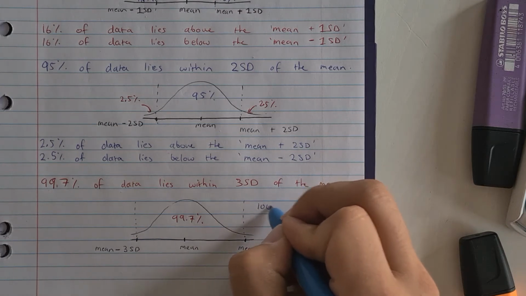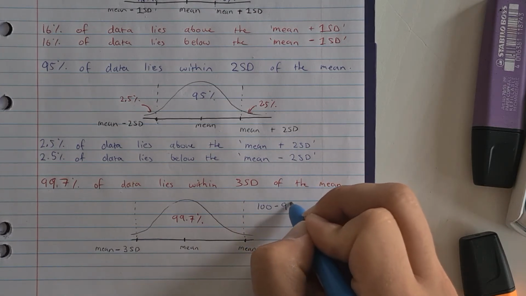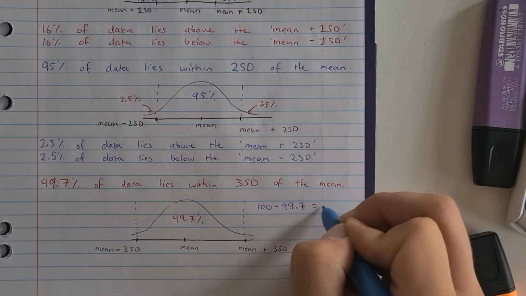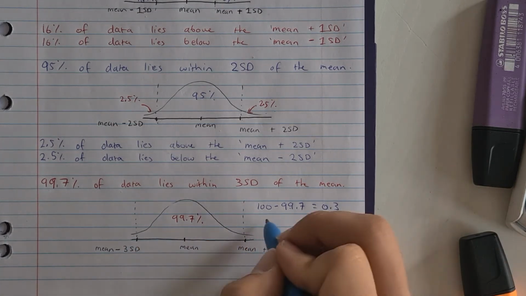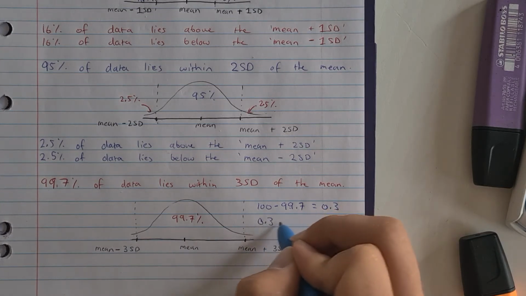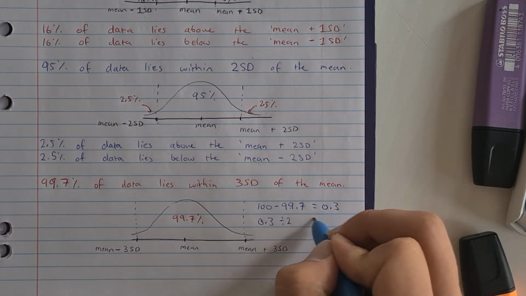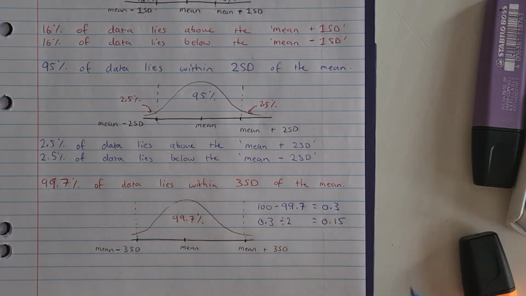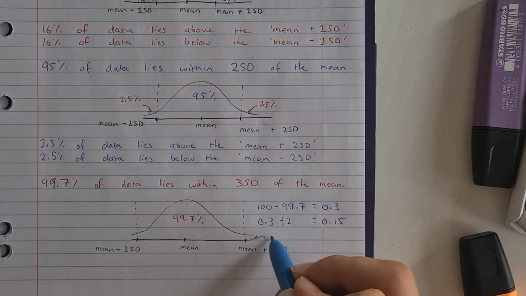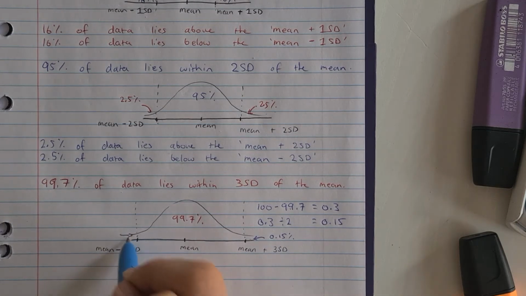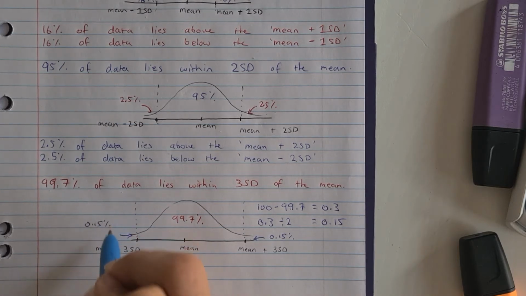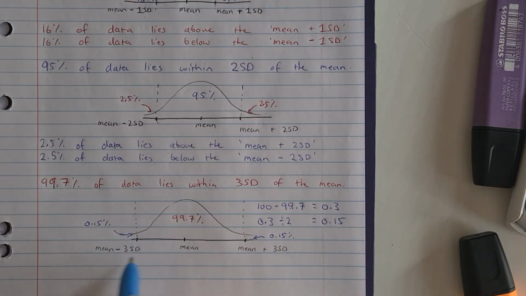So what's left over is 0.3%. Now half of that needs to go on either side. So half of 0.3% is 0.15. So here we've got 0.15% lying above the mean plus 3 standard deviations. And we've got 0.15% below the mean minus 3 standard deviations.